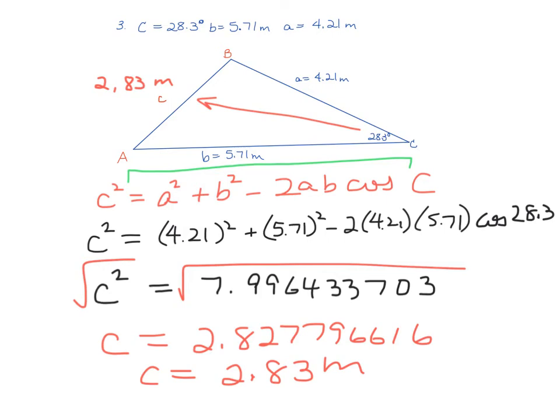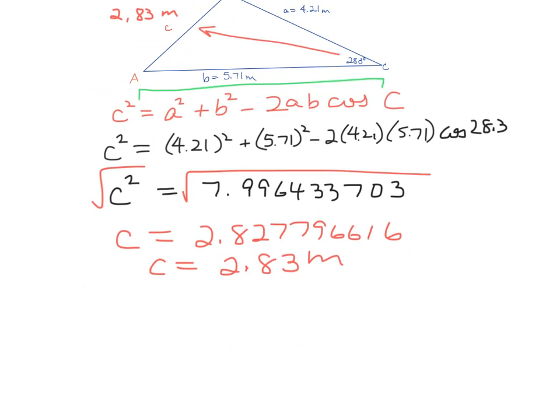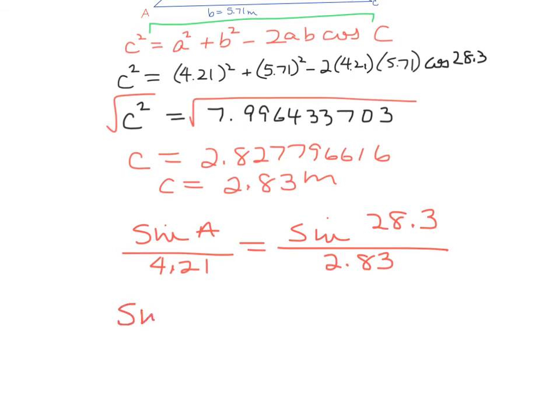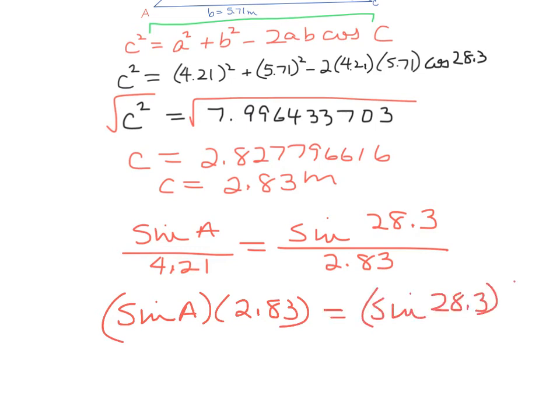And again, I'm going to find the smaller of the two. So the smaller of the two angles between A and B is going to be angle A because it's opposite the smaller side. So I'm going to now do the sine of A over 4.21, the sine of 28.3, which was the angle given, over my newly found side that I just calculated with law of cosines, and cross multiply and divide. So sine of A times 2.83 is equal to the sine of 28.3 times 4.21.